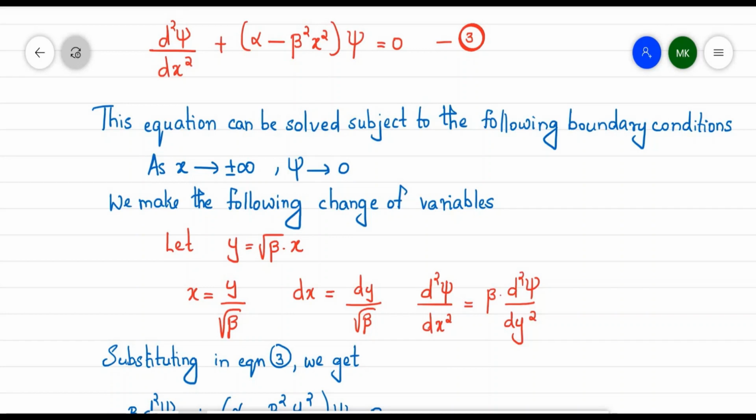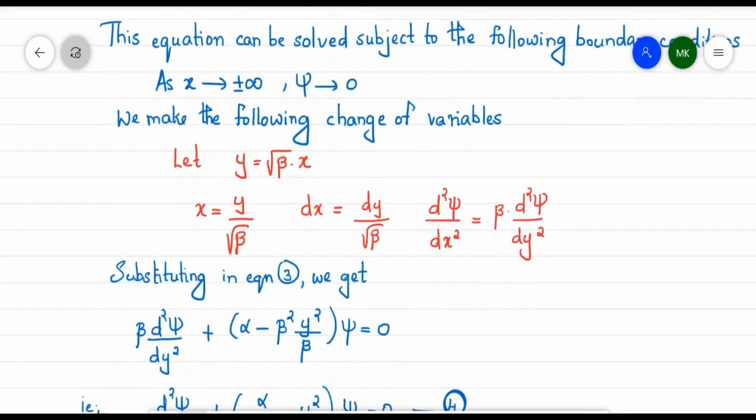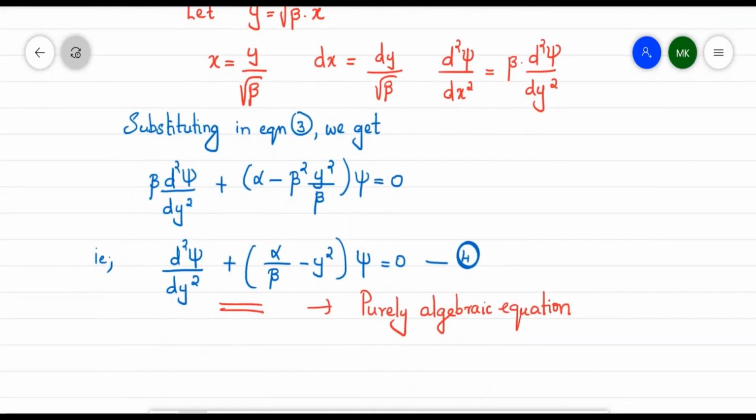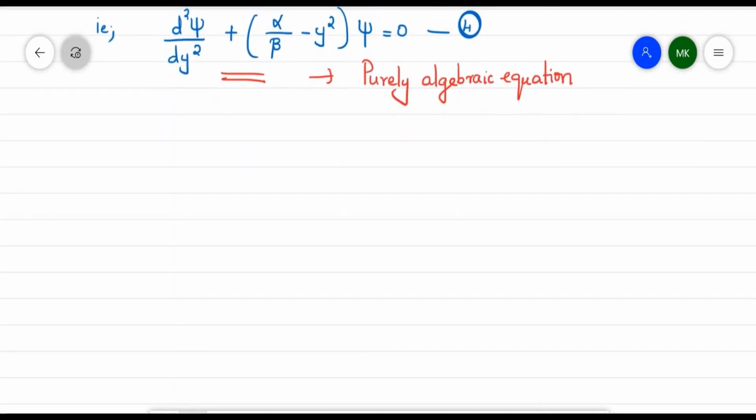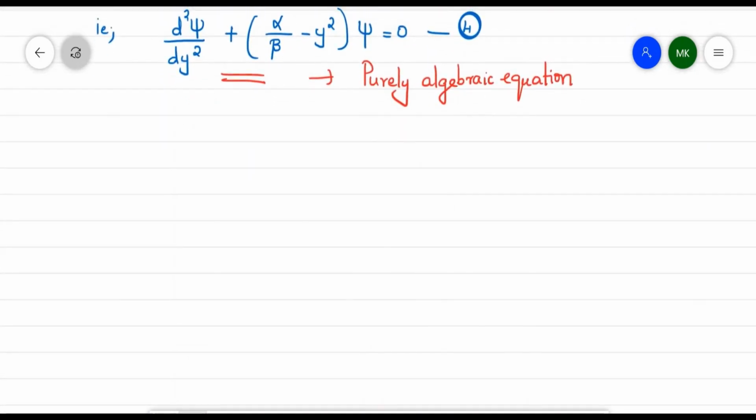Now substituting these values in equation 3, we get beta into d square xi by dy square plus alpha minus beta square into y square by beta into xi equals 0. If we divide these terms by beta, then we get d square xi by dy square plus alpha by beta minus y square into xi equals 0, which is an algebraic equation. Now we have to find a solution for this equation.